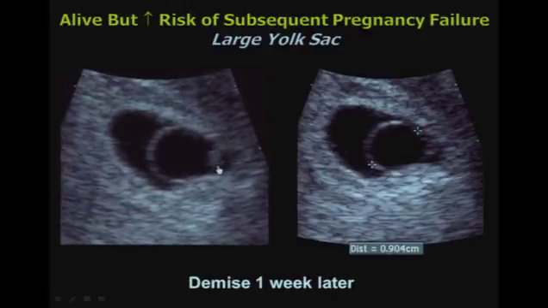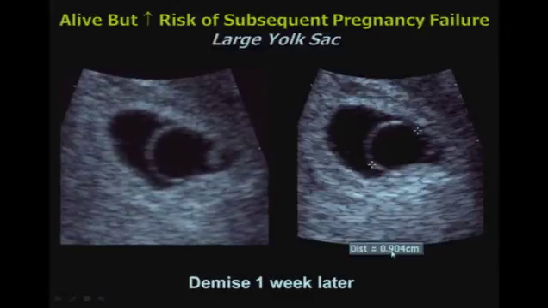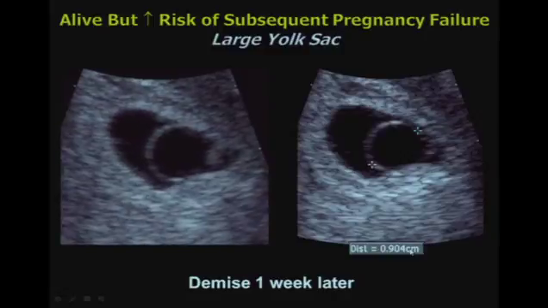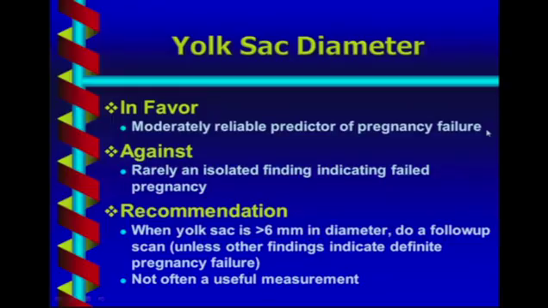Here is an embryo. It's sitting beside the yolk sac. This is the yolk sac, not the amnion. And you can see the yolk sac looks big. We put calipers on it. It's measuring big, 9 millimeters. 6 millimeters is the upper limit of normal. It's a very worrisome finding. Even though the embryo is alive at this point, there's an elevated risk of subsequent failure because of the large yolk sac, and the pregnancy went on to demise on a follow-up scan a week later. So the yolk sac diameter is a moderately reliable predictor of pregnancy failure when it's large.